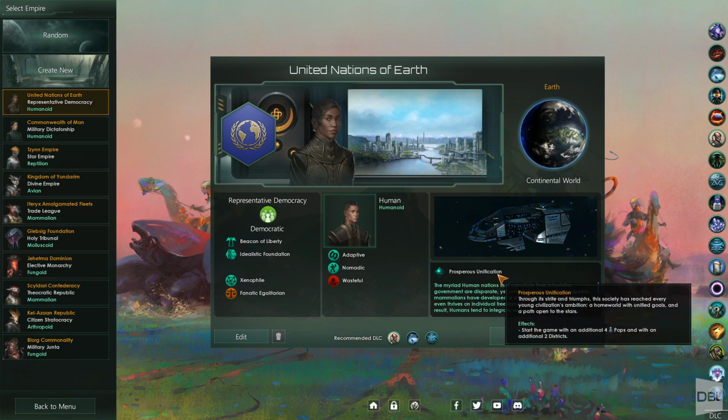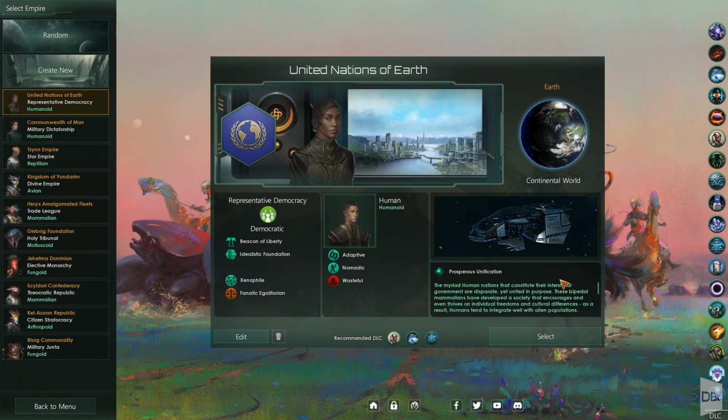Prosperous unification. Through its strife and triumphs, the society has reached every young civilization's ambition: a homeworld with unified goals and a path open to the stars. The effects: start the game with an additional 4 pops and an additional 2 districts. We've got a bunch of stuff to read here.